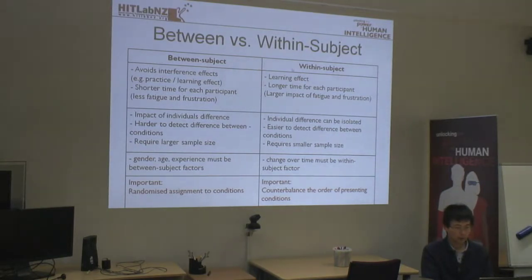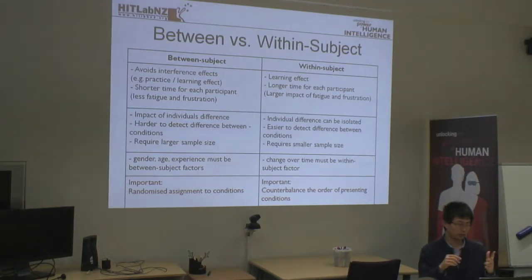But on the other hand, within subject design, since they have to try all the conditions, will take more time for each participant. Between subject design takes less time, at least for each participant. And the other important difference between them is that it's easier to find a difference between the conditions using within subject, since each of the participants is trying all three of them, they can easily compare the three, right?